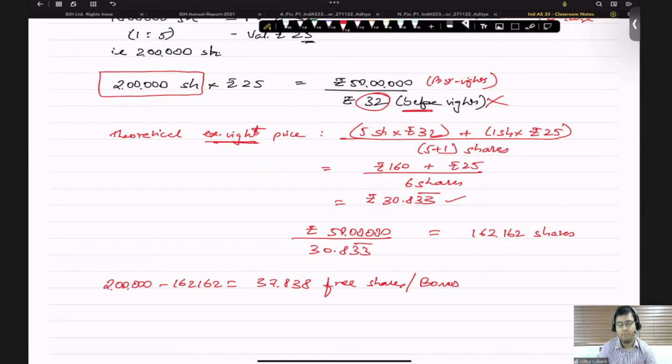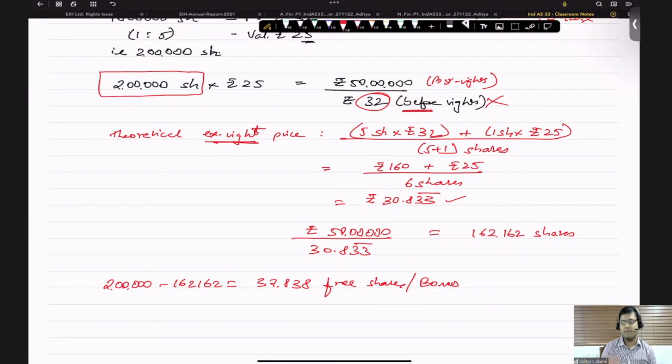Sir, is this actually a bonus? No, it's not. What you have done is, ideally you should have issued shares at 30.833 rupees, which you did not do. Instead you have issued the shares at only 25. Why? Sir, it is a rights issue, they are our own investors, would we take more money from them, they would not give it. So therefore I gave them at a lower price. That means you are giving them a discount of 5.833 rupees per share. So either you say discount or you say bonus is given to them of 37,838.